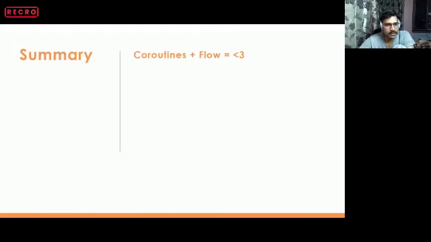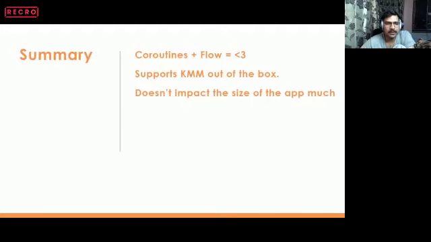To summarize the whole talk which we did: Kotlin, coroutines and flow work in conjunction. So basically they love each other. Flow can't work without coroutines, right? That's one. It supports Kotlin multi-platform, KMM, out of the box, which we actually explained. When we integrate this, it doesn't impact your app size as much as some other libraries might. And at last, at least try this out.